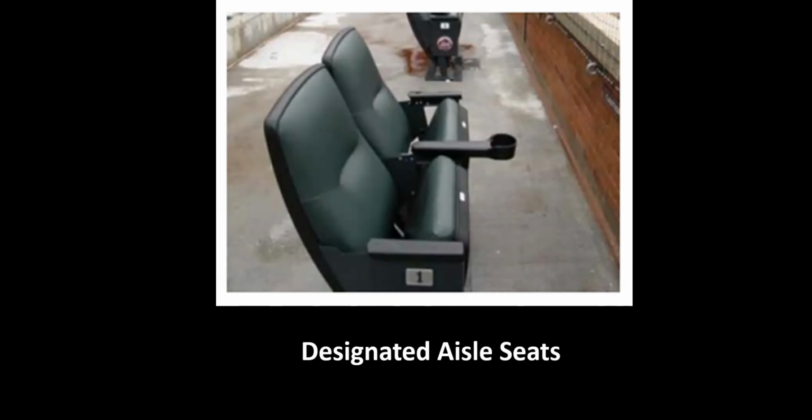For designated aisle seats where armrests are provided in the immediate area, folding or retractable armrests shall be provided on the aisle side of the seat, and each designated aisle seat shall be identified by a sign or a marker.